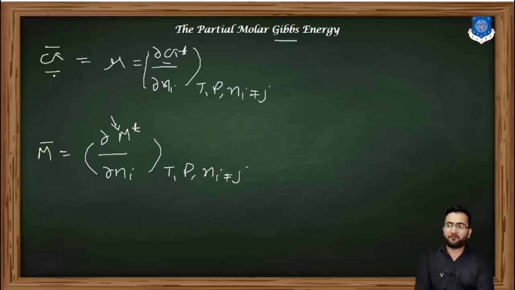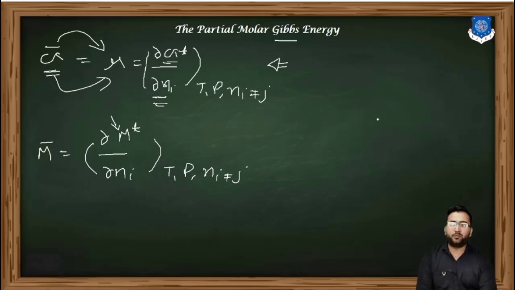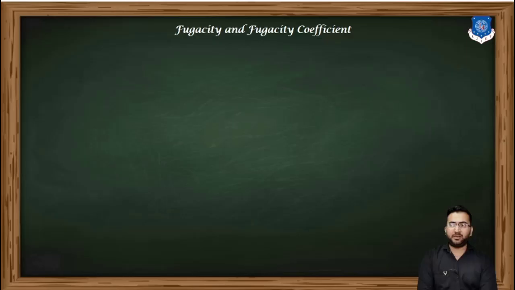And partial molar Gibbs free energy is known as the chemical potential, because in the first lecture we understood what is meant by the chemical potential. The chemical potential of a particular component is the Gibbs free energy per mole of that component, which is known as the partial Gibbs free energy, or the chemical potential. So this is about the partial molar Gibbs free energy.